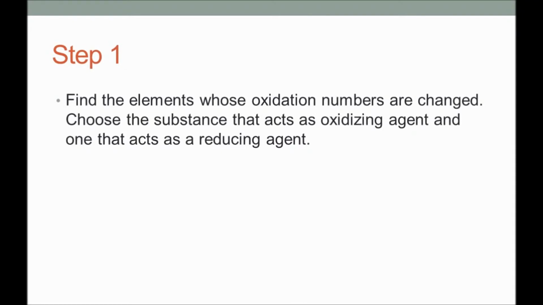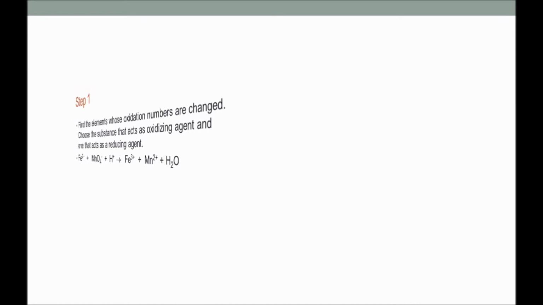Step one of the reaction: find the elements whose oxidation numbers have changed. Choose a substance that acts as an oxidizing agent and one that acts as a reducing agent. Today we are going to see the example of the reaction between Fe2+ and manganate ion MnO4- reacting in an acidic medium to produce Fe3+ and Mn2+ along with some water.